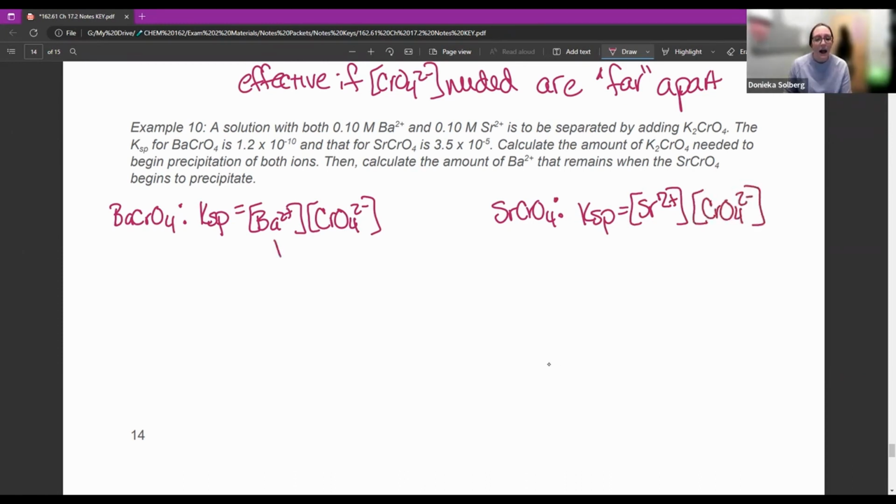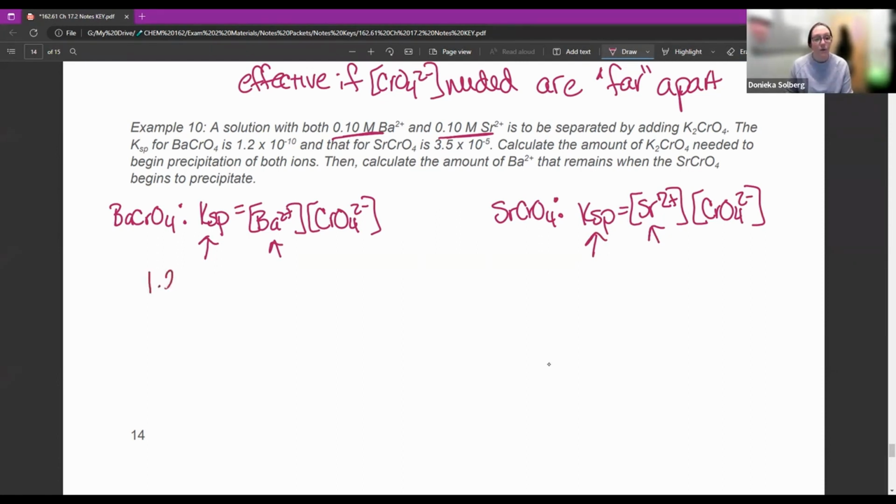Now we have these because that was already in the solution. These are up here, right? 0.1 for this one and 0.1 for this one. I just want to know how much chromate I need to get to KSP. Remember, we're looking for saturated, which is K. We're looking for when this is saturated. So I'm just going to set these equal to their KSPs, and it is really that simple.